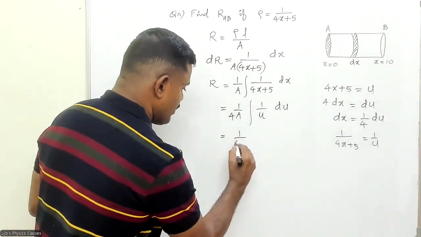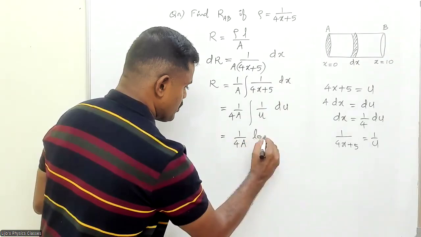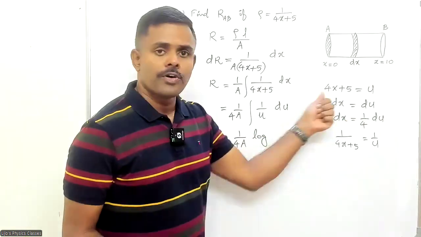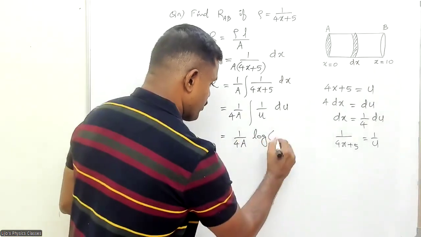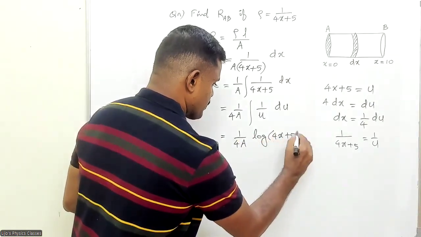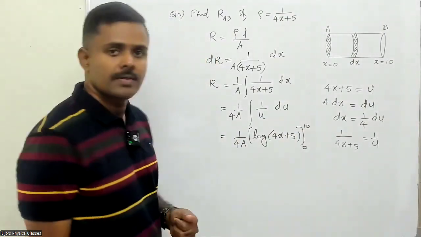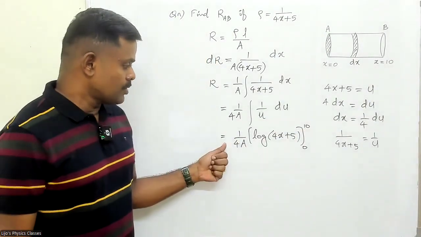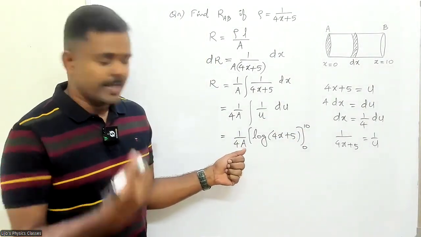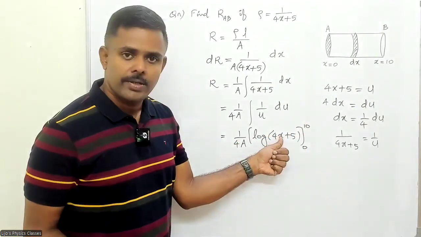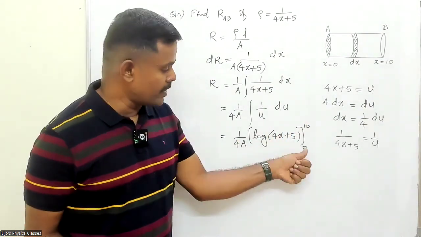So finally, I have 1 by 4A into logarithm of u, which is 4x plus 5. Now the limits are 0 and 10. So I can apply the limits now. You know how to apply the limits. First you put the upper limit to the x value, minus then the lower limit.